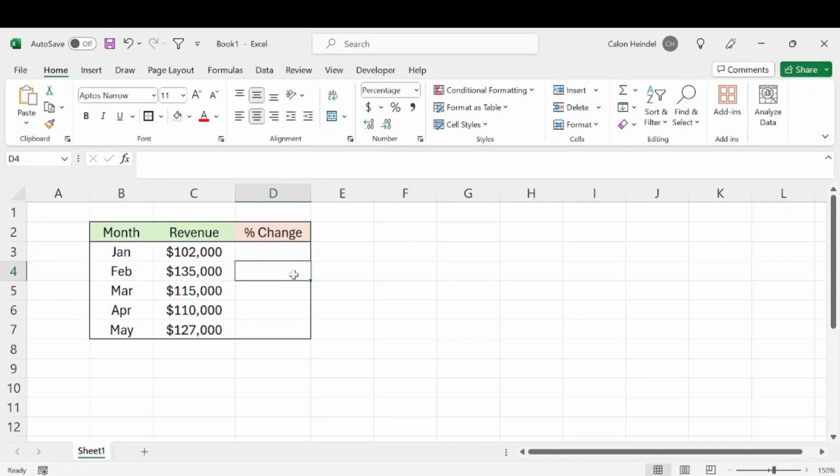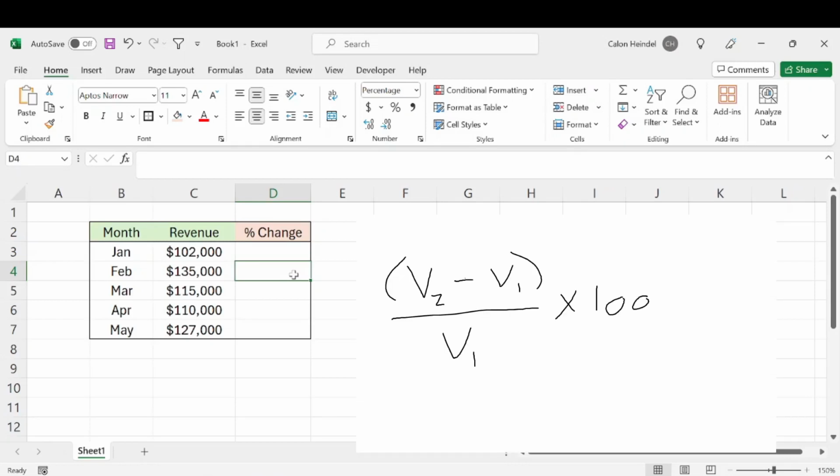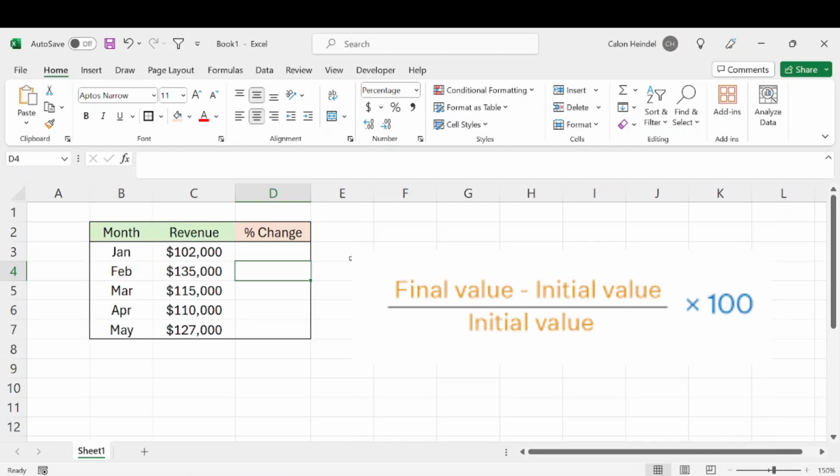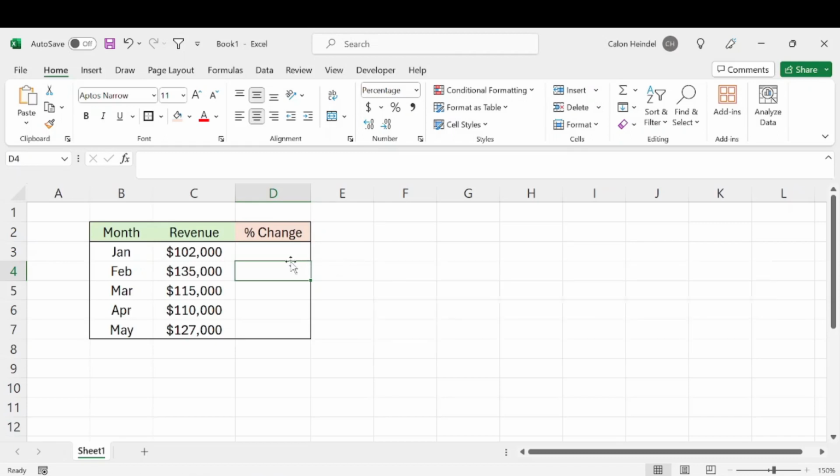Now, it's a pretty simple formula. Basically, it's V2 minus V1, and then you divide it by V1. Or in other words, it's your final value minus your initial value, and then you divide that number by your initial value, and you times it by 100 to get it in a percentage. So let's just do that.